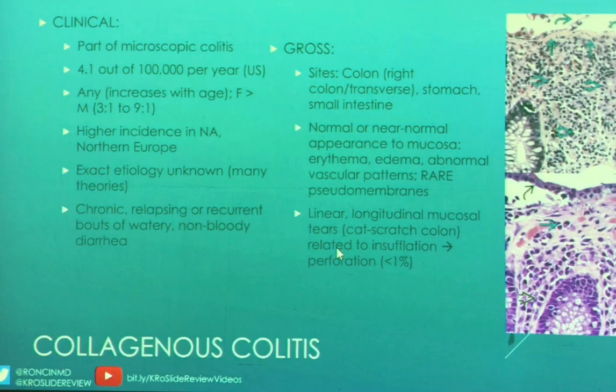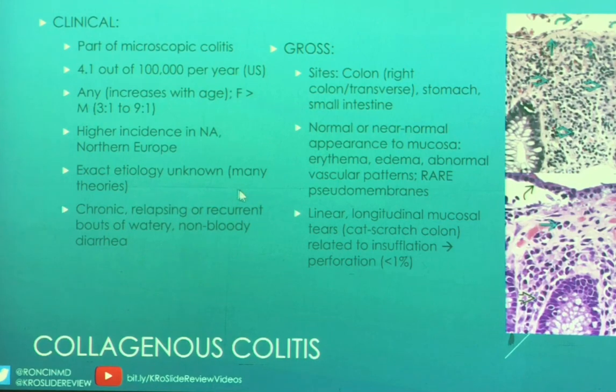So collagenous colitis is one part of microscopic colitis. It has a relatively low incidence, but the incidence actually increases with age, and there's a female predominance that ranges anywhere from 3 to 1 to 9 to 1. This is more common in both North America as well as Northern Europe, and we don't really know exactly what causes this. There are probably at least a dozen or more theories about how this occurs, and the patients will complain of this really chronic, relapsing, recurrent, watery, non-bloody diarrhea, okay?